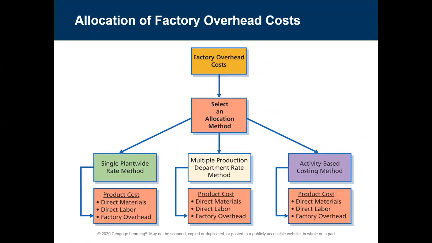So this is going to look at three different allocation methods, okay? The first is what's called a single plant-wide rate method. The second is a multiple production department rate method. And the third is what's called activity-based costing method, or ABC.